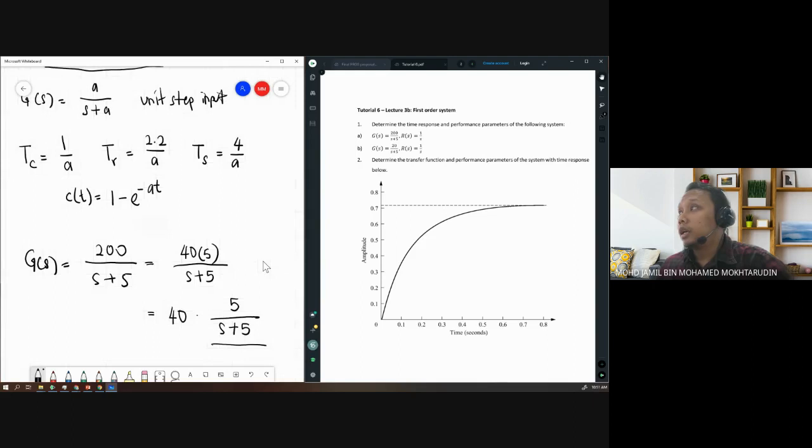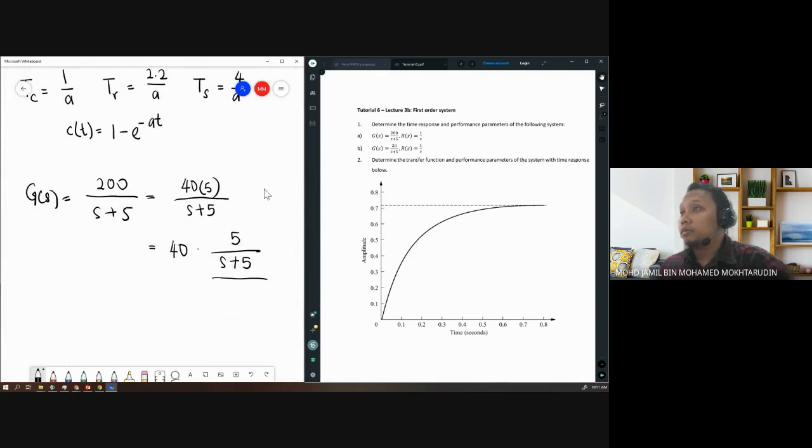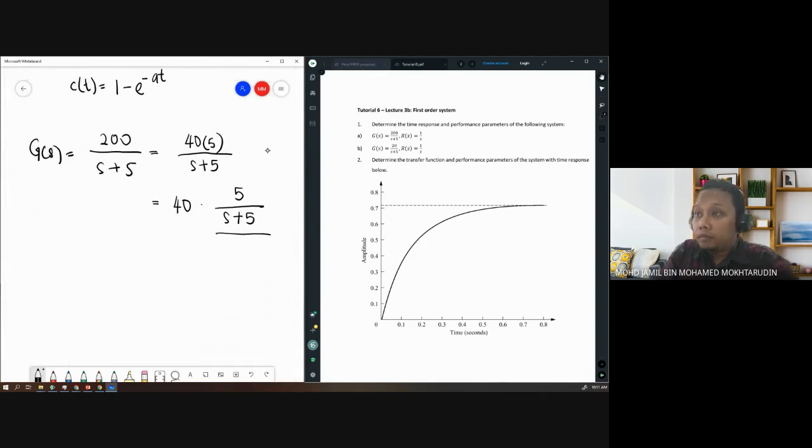So let's find the time response. c(t), if you use this formula, you get 1 minus e to the power of negative 5t. So how to include the 40 here? Just multiply by 40. So this is the time response.